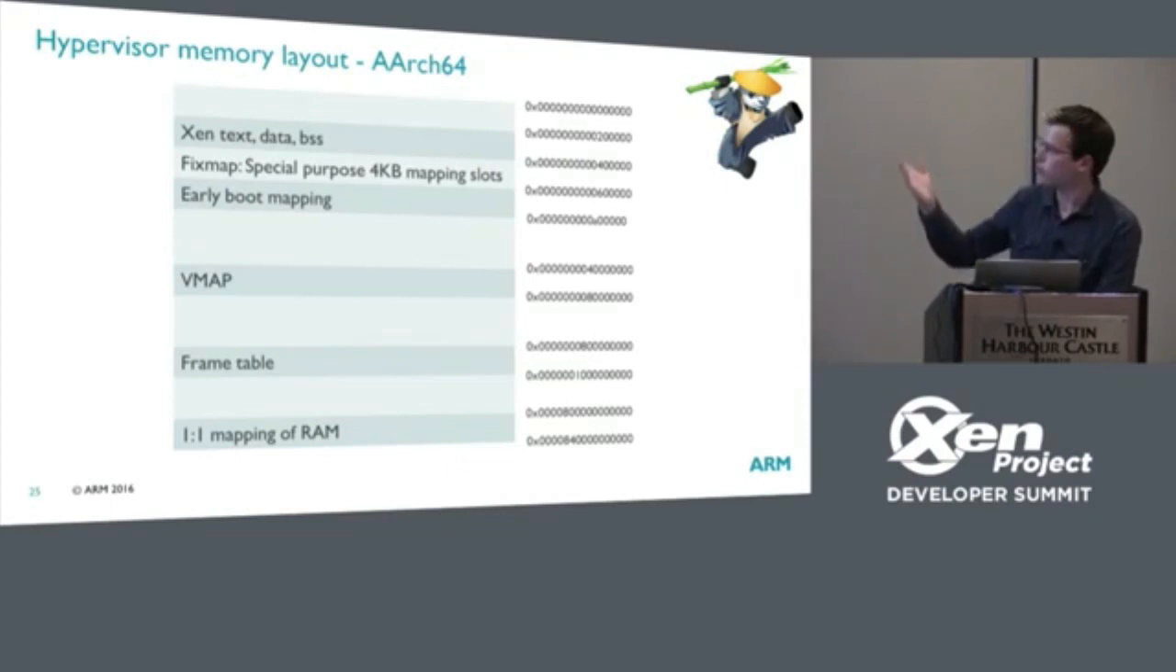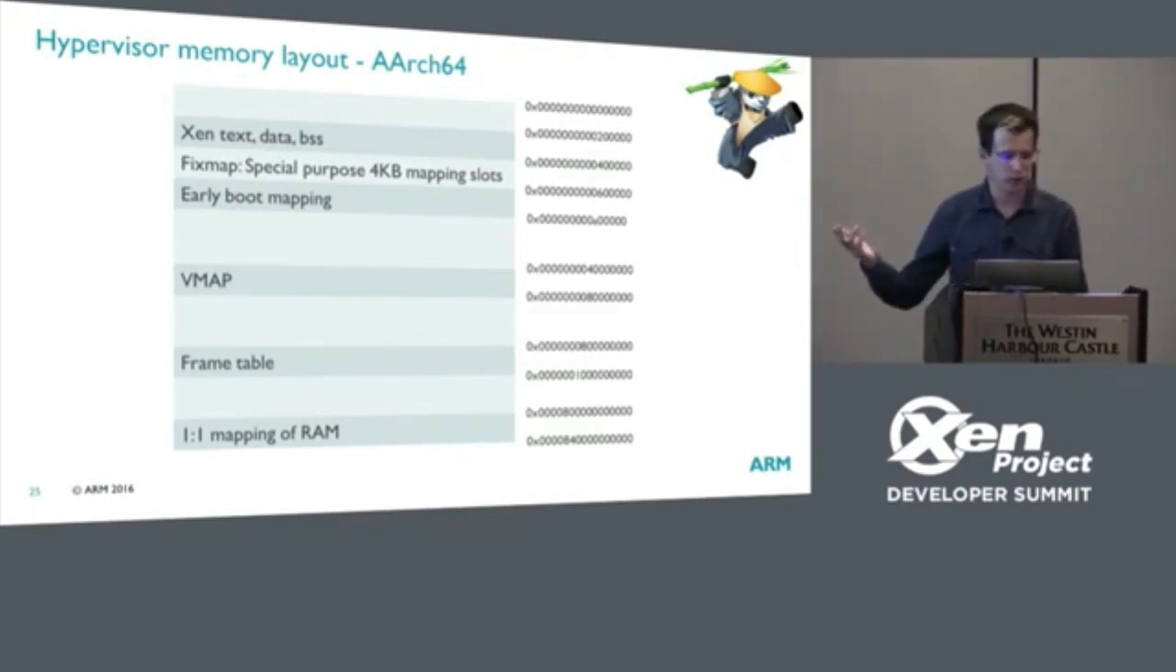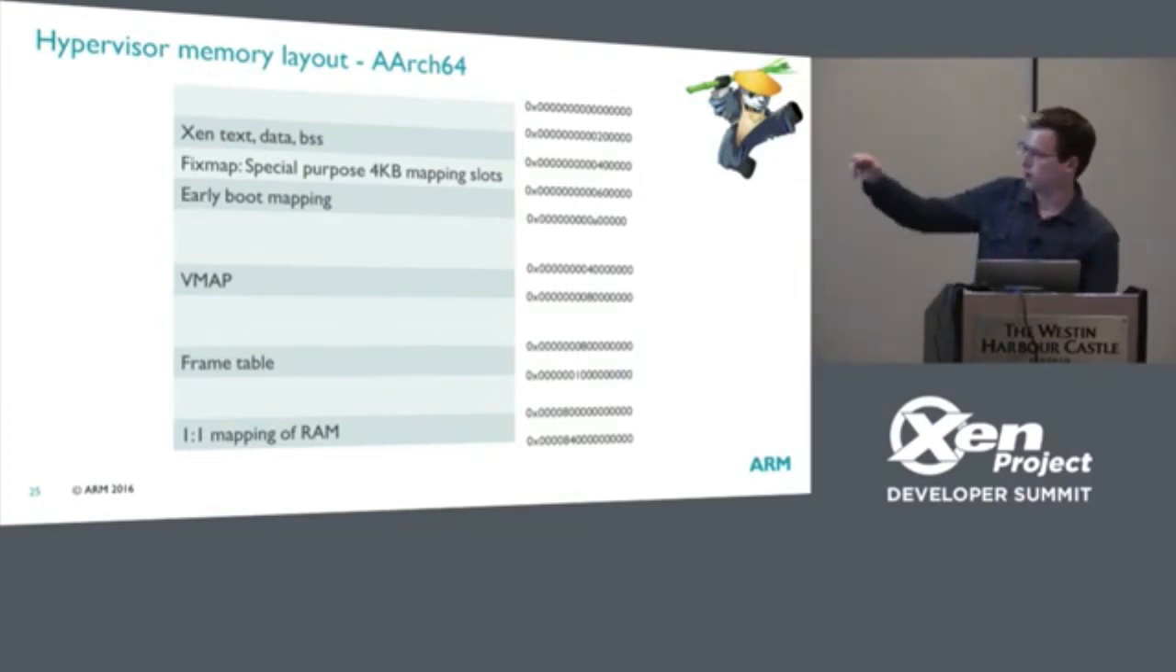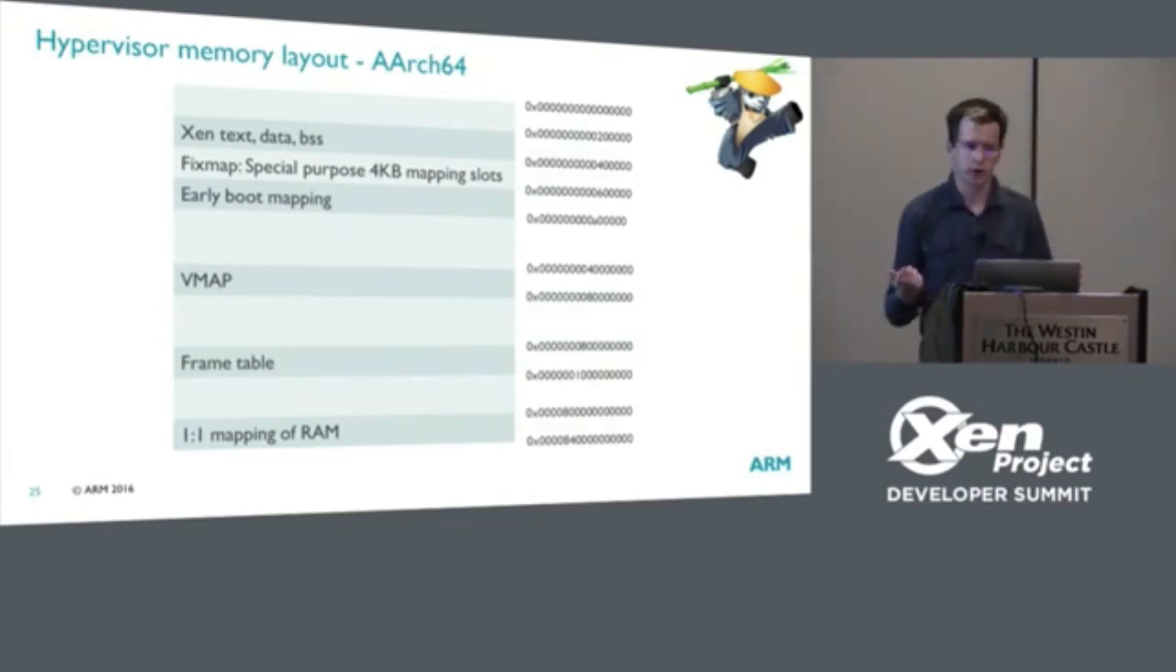So you can see the difference in the memory layout. You still have Xen text, fixmap, and early boot mapping, which are common to ARM64 and ARM32, the vmap and the frame table. Rather than having two heaps at the end, we have a 1-1 mapping of 5 terabytes. So every time you want to access the memory, it's just translating the physical address to the virtual address, and you don't have to worry about updating the page tables.